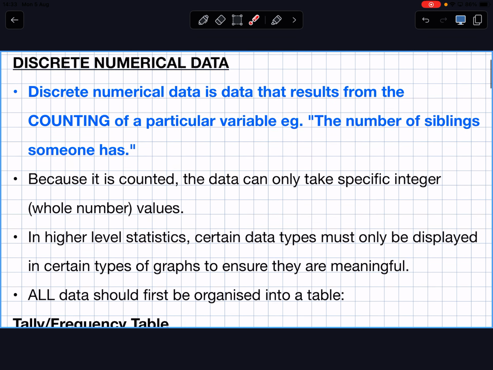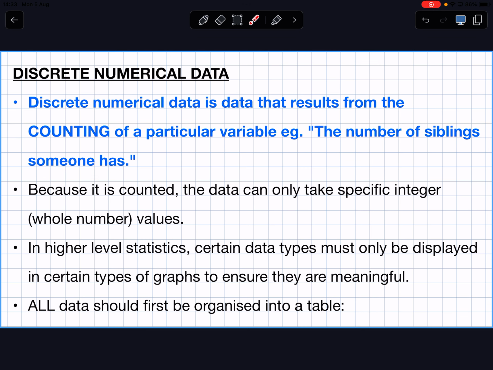So we have to start off with the idea of discrete numerical data. It's a kind of data that results from counting a particular variable, e.g. the number of siblings someone has. So based on that description of what discrete numerical data is, do you reckon your height would be considered discrete numerical? No. I don't count your height, I measure it, okay?